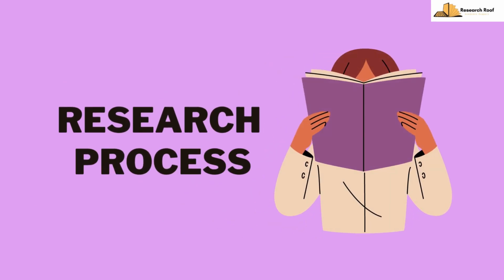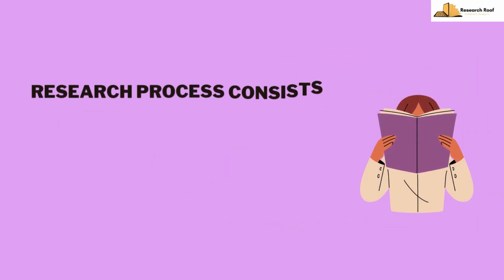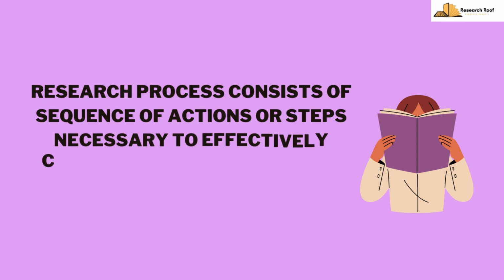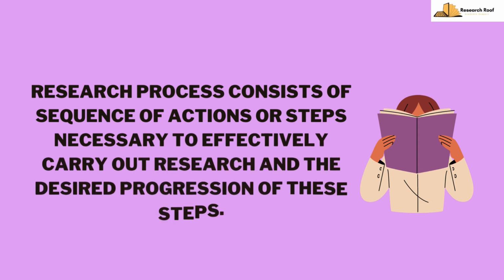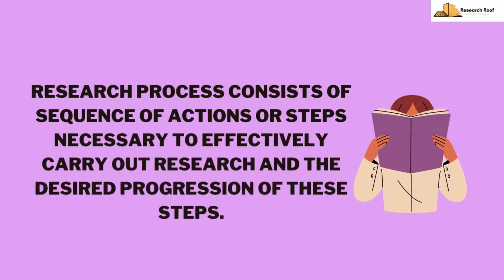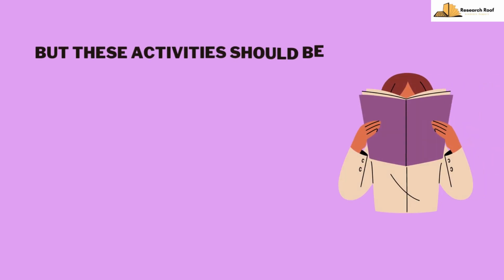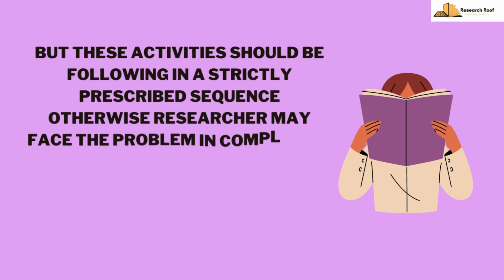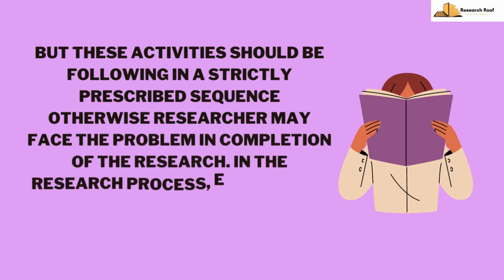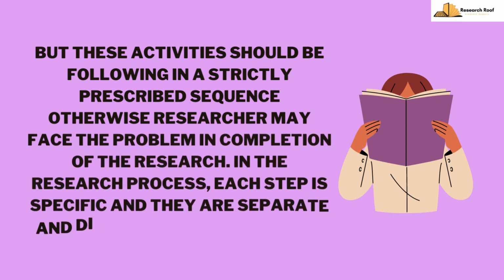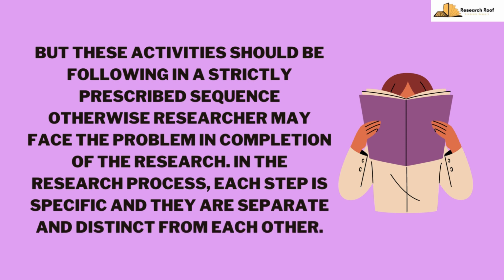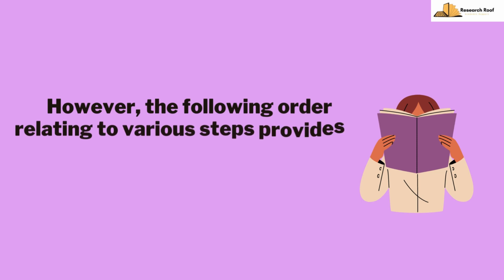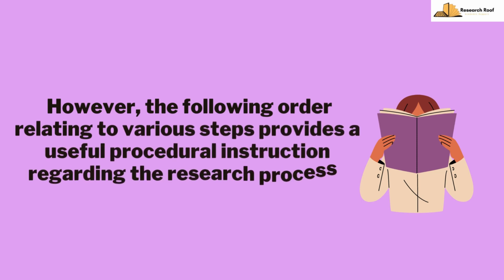Our today's topic is research process. Research process consists of a sequence of actions or steps necessary to effectively carry out research and the desired progression of these steps. But these activities should be followed in a strictly prescribed sequence, otherwise the researcher may face problems in completion of the research. In the research process, each step is specific, and they are separate and distinct from each other. However, the following order relating to various steps provides useful procedural instruction regarding the research process.